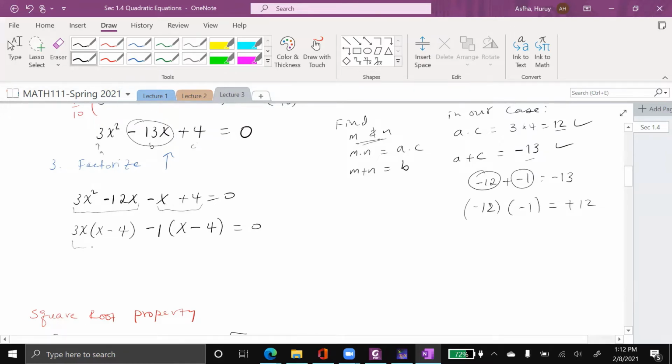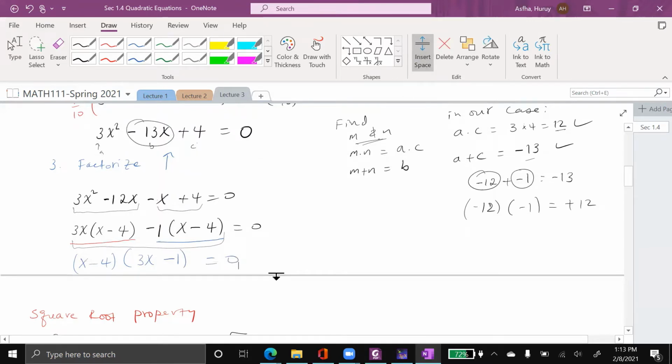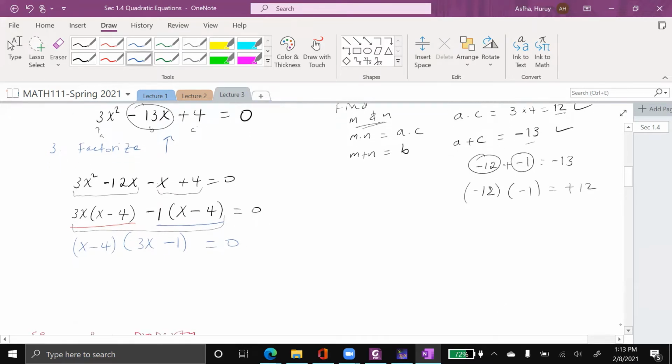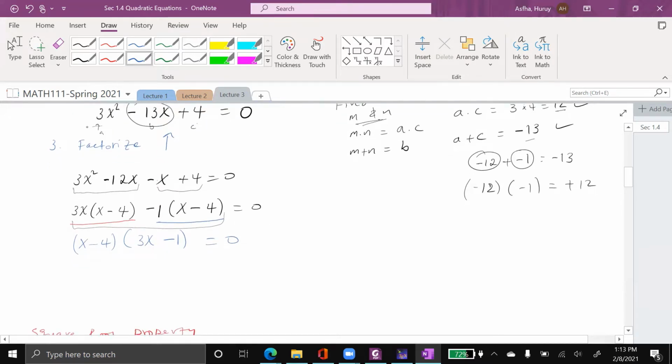We have two groups. This is one group, and this is another group, right? Group 1 and group 2. So from these two groups, do they have a common factor? Well, yes, they do have a common term, which is x minus 4. And then from here, the remaining is 3x, and from here, the remaining is negative 1, and we have the two terms. So this equation up here is the product of these two terms.